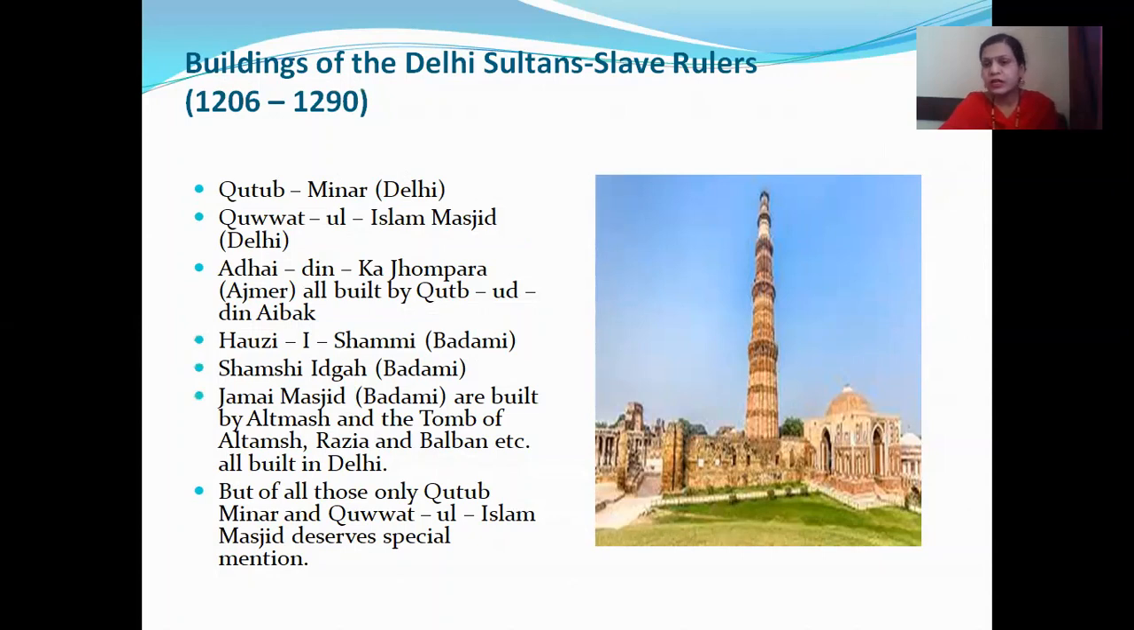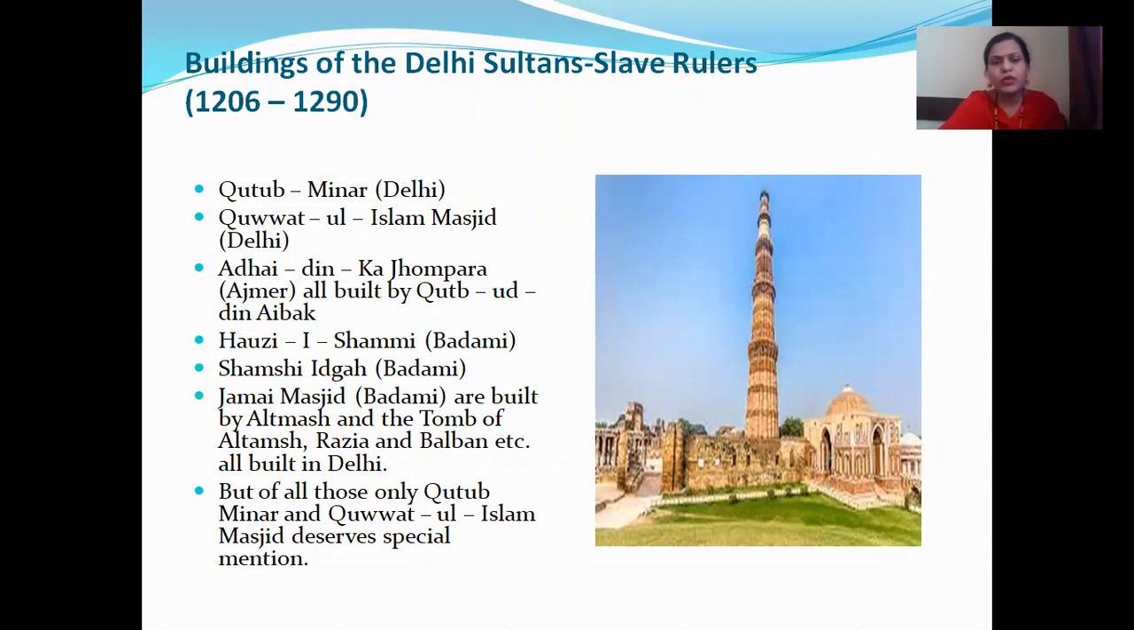It was built in 2.5 days. That's why it is called Adai Din Ka Jhopada. Hauz-i-Shamsi, Shamsi Idgah, and Jama Masjid at Badaun were built by Iltutmish, and the tombs of Iltutmish, Razia, Balban, etc. were all built in Delhi. And this shows how they patronized those artisans, even till today.